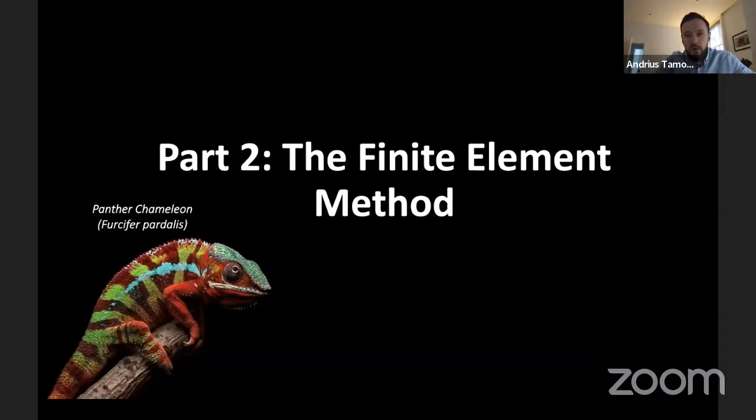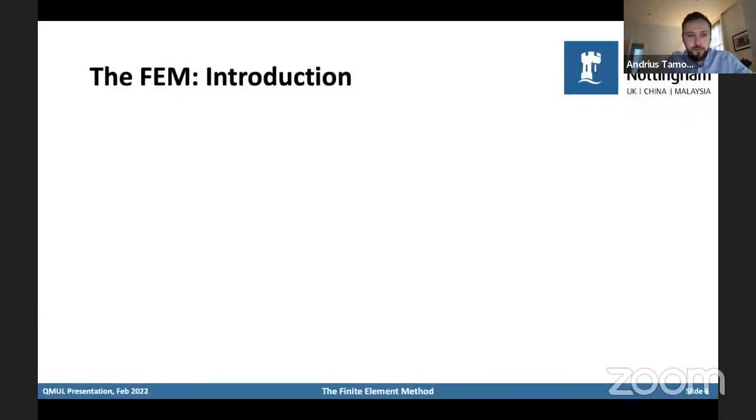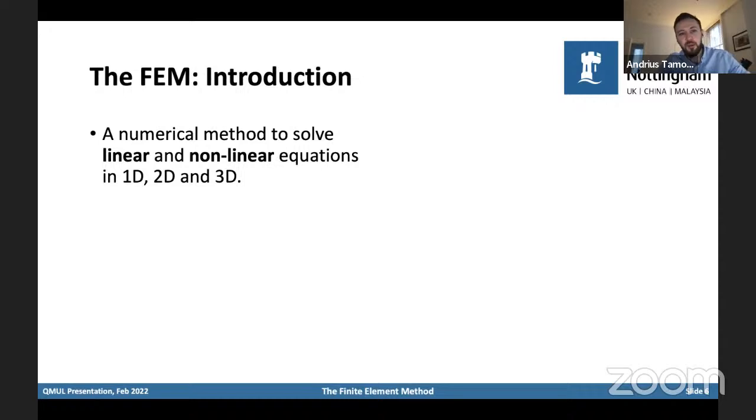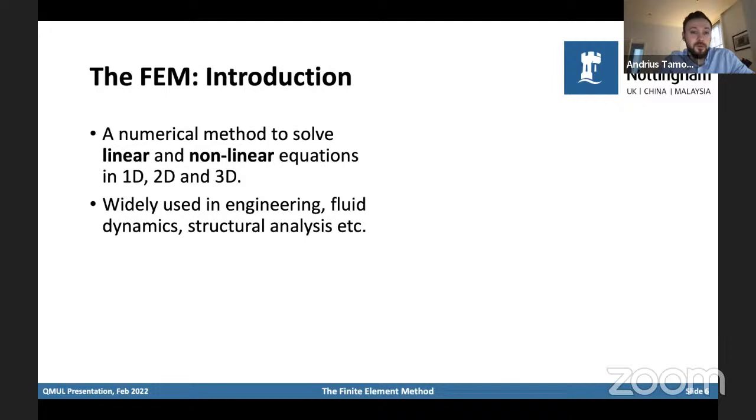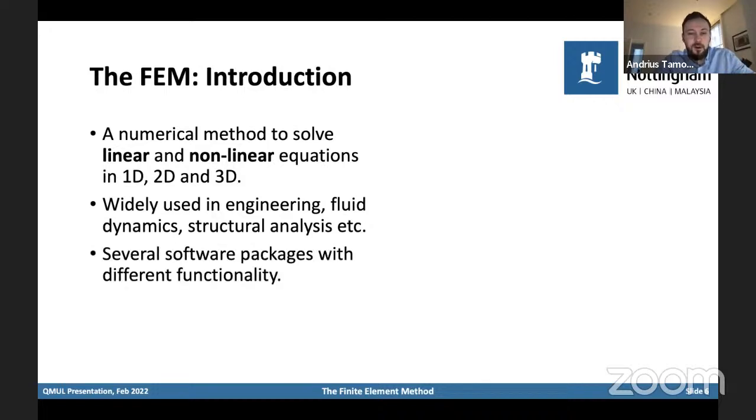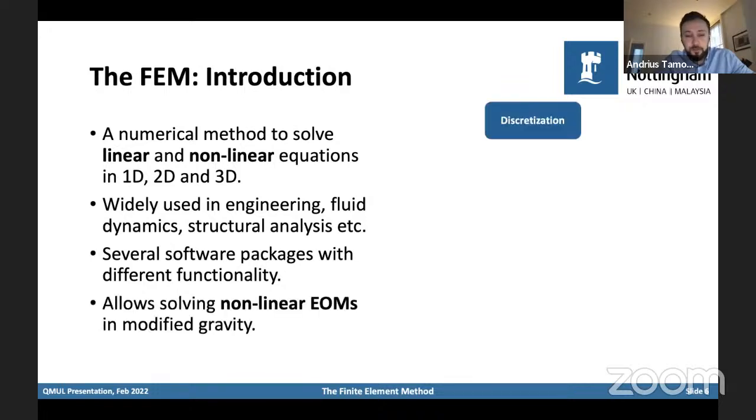So, part two, the finite element method. The finite element method is a numerical method to solve linear and nonlinear equations, usually in 1, 2, or 3D. It is possible to do it in higher dimensions, but usually people use it for up to 3D. It's widely used in engineering, fluid dynamics, structural analysis, and all kinds of different applications. And there are many software packages with different functionality.